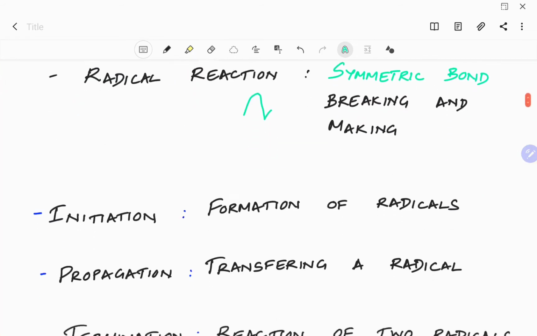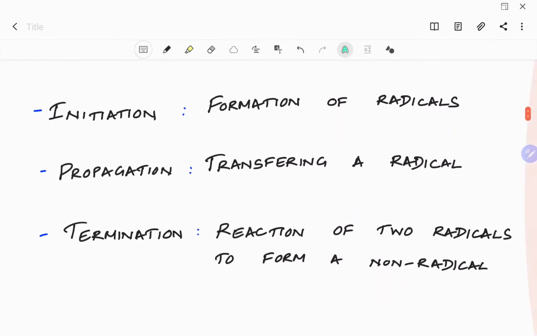As I mentioned before, this radical reaction could be very reactive, so most preferably we will use chlorine or bromine. This radical reaction happens in 3 steps. Actually, most radical organic reactions happen in these 3 steps. The first step is called initiation.